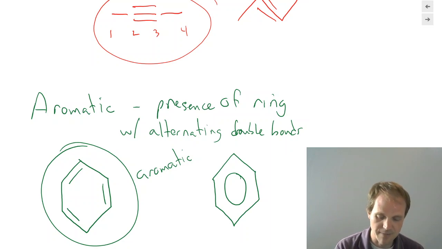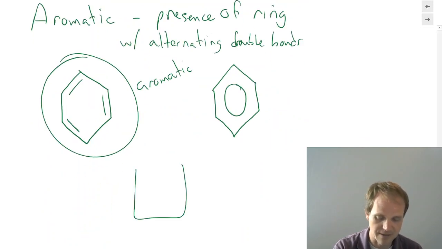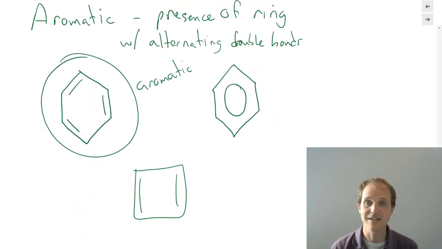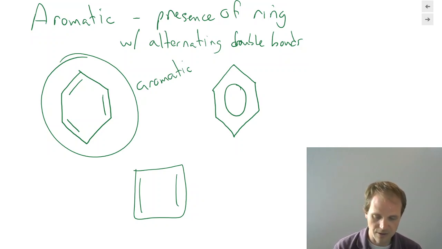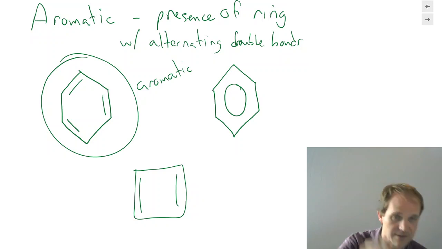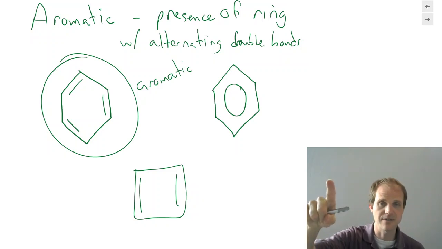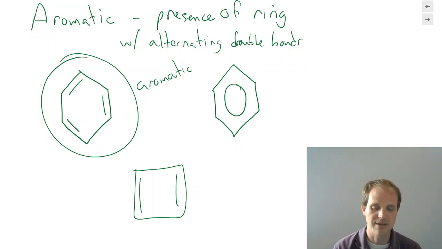So that's an aromatic, but like I said, we can also make aromatics out of smaller rings. That's an aromatic as well. So that would be essentially a cyclobutane with a couple double bonds, which would no longer be called cyclobutane, but it would be an aromatic. All right. So alkene, presence of a double bond. Alkyne, presence of a triple bond. Aromatic, presence of a ring with alternating double bonds.